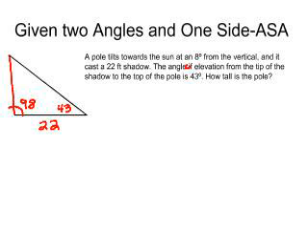How tall is the pole? Okay, so we're looking for this length right here. Well, I need to have an opposite relationship. So I have 98 degrees, but I don't know the length of the side opposite it. I have 43 degrees, but I don't know the side opposite it. That's where the x is.